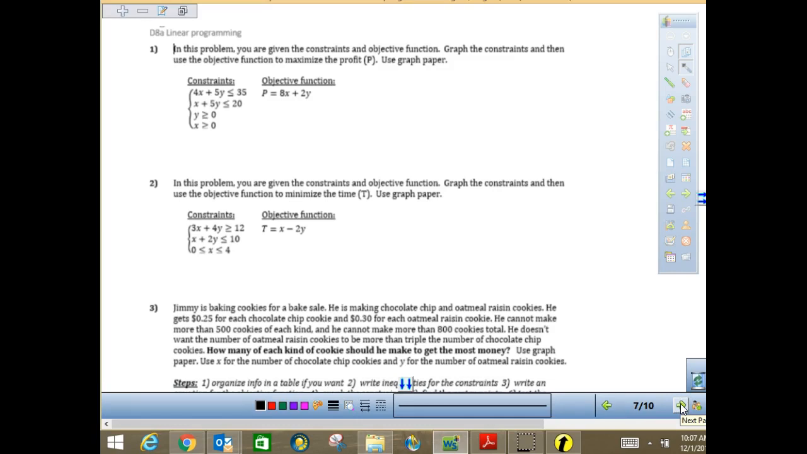So this is what your homework will look like. I give you pretty nice numbers. Okay? So on D8A, there are 3 questions. It says, in the problem, you're given the constraints and an objective function. Graph the constraints, then use the objective function to maximize. Okay?